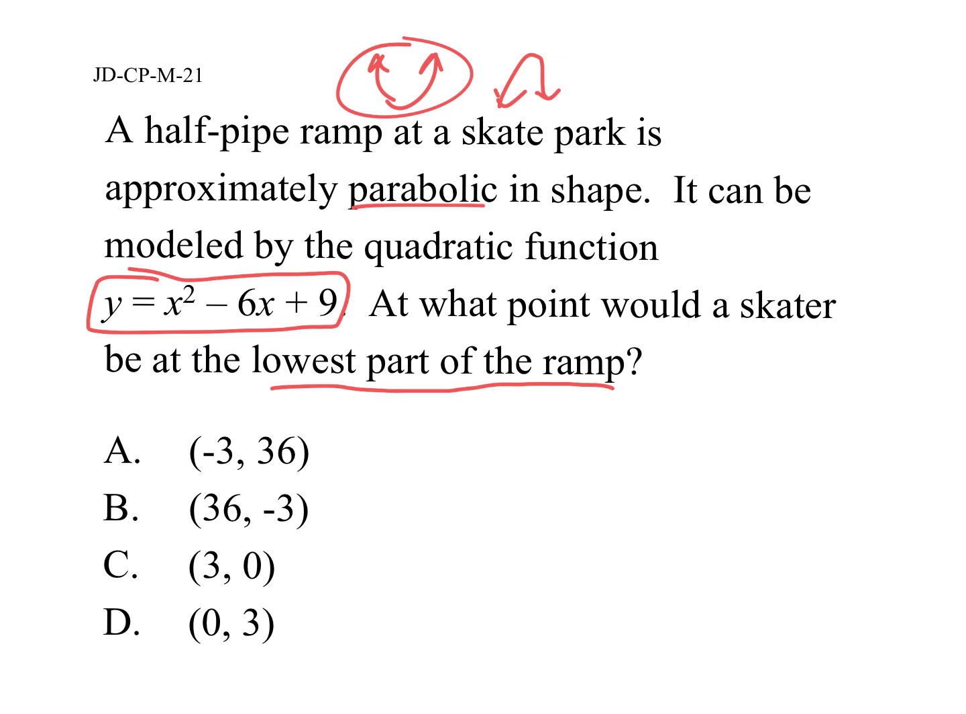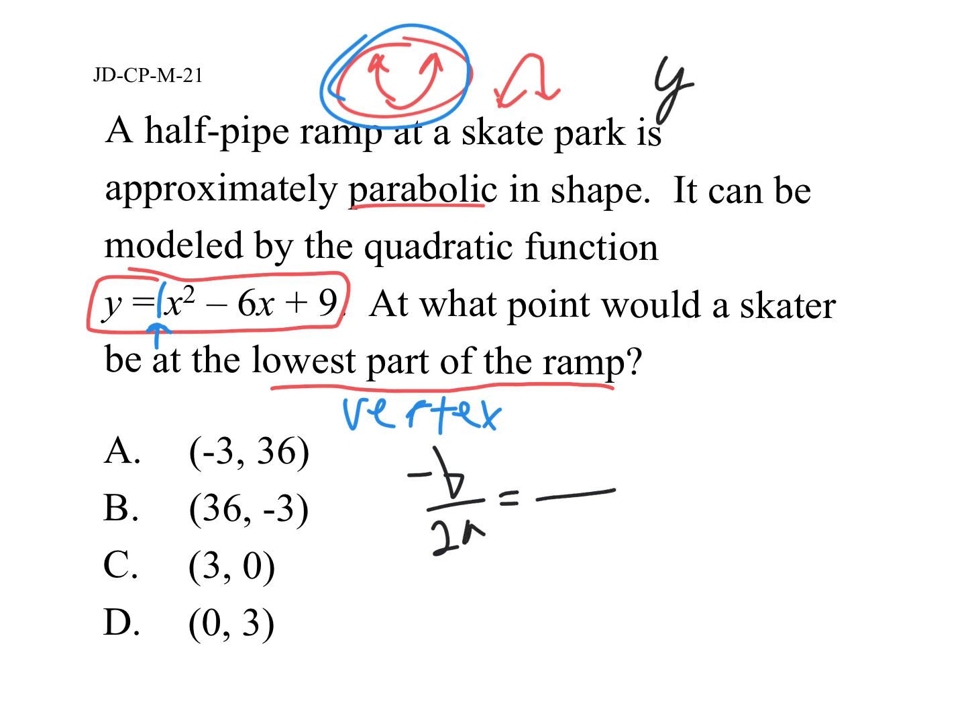With this equation, since there could be a 1 in front of there, since this is positive, that does tell me for sure it opens up. It's going to be a U shape. The lowest part of the ramp would be at the vertex. The vertex is the lowest point on a U-shaped graph. And that vertex is going to be at negative b over 2a.